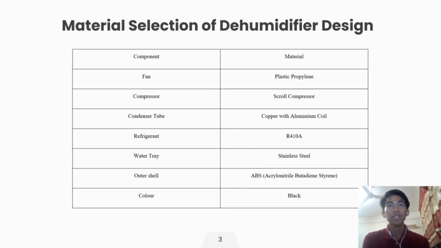So for the material selection of our design, the fan will be using a plastic impeller, the compressor will be using a scroll compressor, the condenser tube will be using copper with aluminum coil, the refrigerant will be using R410A, the water tray will be using stainless steel, for the outer shell we will be using ABS, and lastly the color of our product is black.